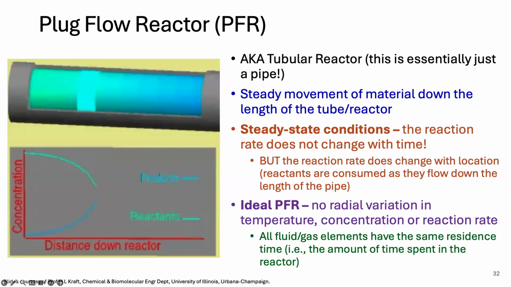The third type of reactor that we'll be considering is the plug flow reactor, sometimes called a PFR, or sometimes called a tubular reactor. Unlike a batch reactor or a CSTR, it has a very simple design, with no internal mixing components or other features. It's essentially just a pipe. Our reactants are flowing through it and reacting as they go along the length of the tube.